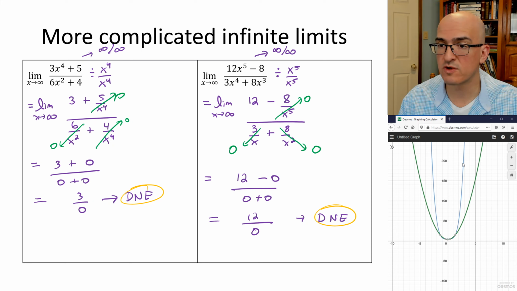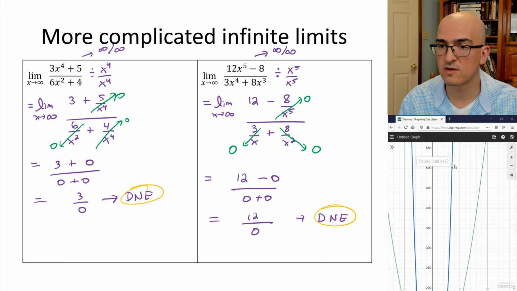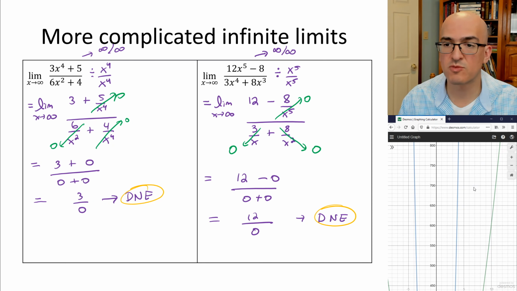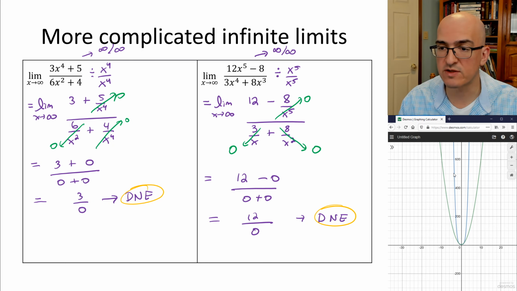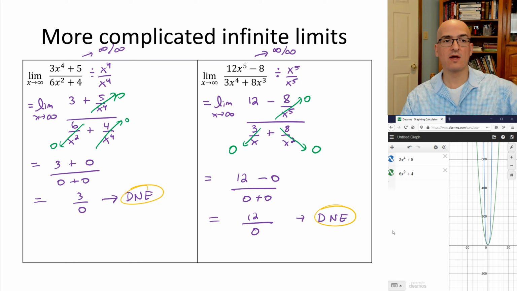And then the blue curve, when x is 4, I gotta keep going. Okay. So the blue curve, when x is 4, the y value is 773. So the blue curve is growing much more quickly than the green curve. So 3x to the power 4 is growing much more quickly than 6x squared plus 4. So what's happening is you're getting a much larger number on top than the number on the bottom. You're getting something that's essentially growing to infinity.